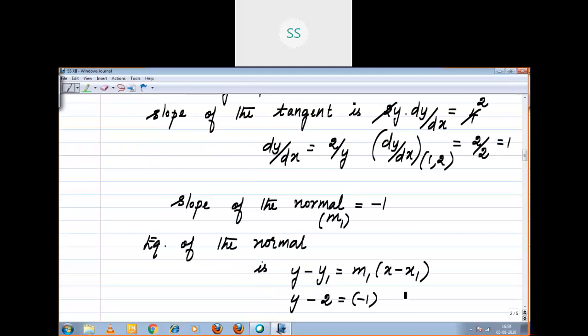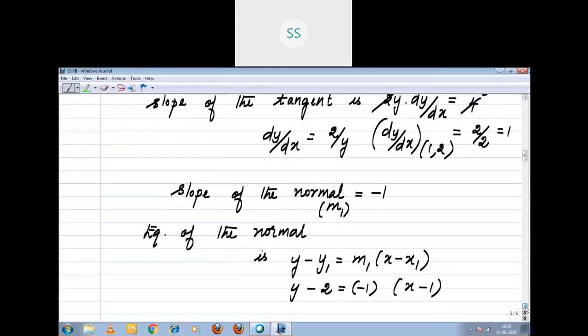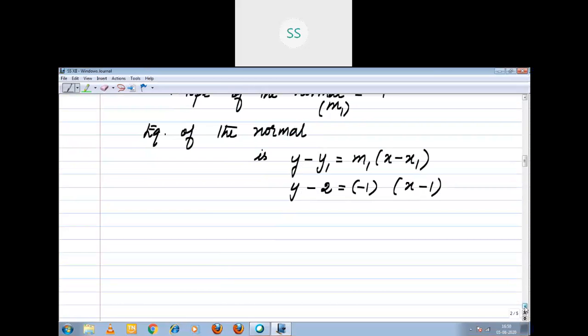Minus 1. What is your x1? 1. Right? Slope of the normal, so that you are using m1. If they are asking the equation of the normal, you use your slope as minus 1. Suppose they are expecting the equation of the tangent, your slope of the tangent is 1 only. Now I am going to simplify. y minus 2 equal to minus x plus 1, right? x plus y minus 3 equal to 0.